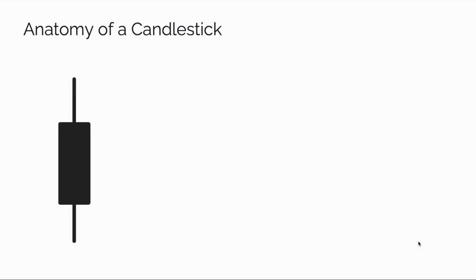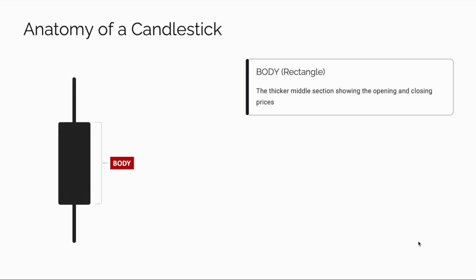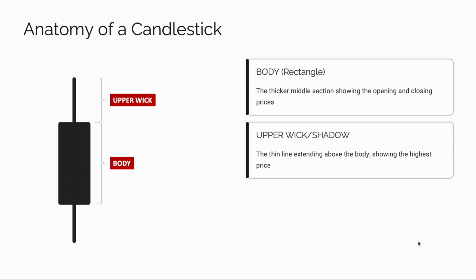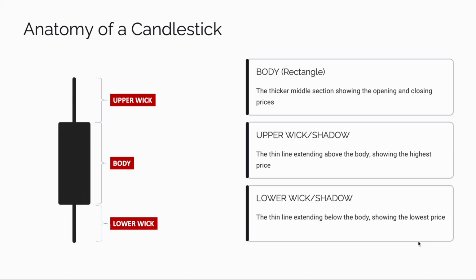So here's the anatomy of a candlestick. The body shows the opening and closing prices, the thick rectangle in the middle. The upper wick shows the highest point the price reached, and the lower wick shows the lowest point. If it's green, the closing price is higher than the opening. That means buyers were in control. If it is red, sellers have dominated that candlestick.